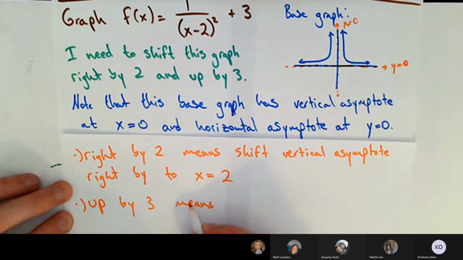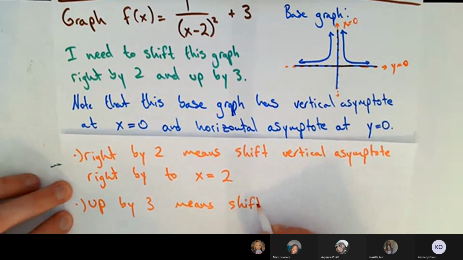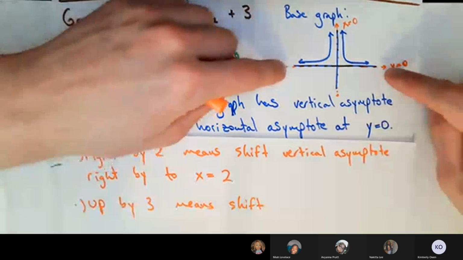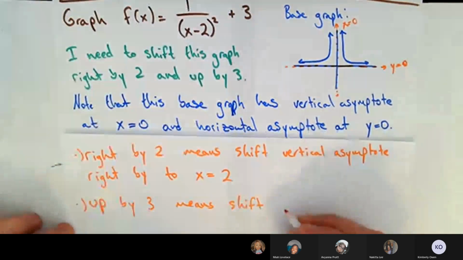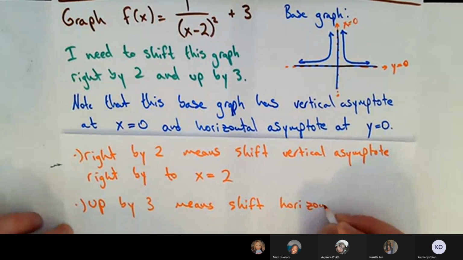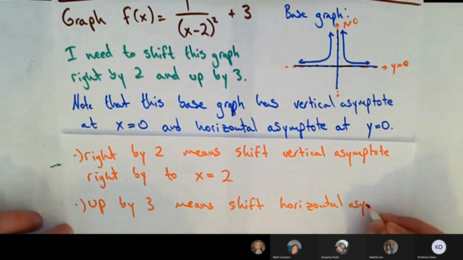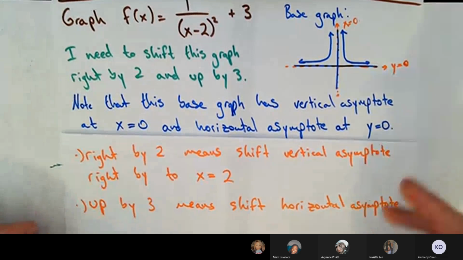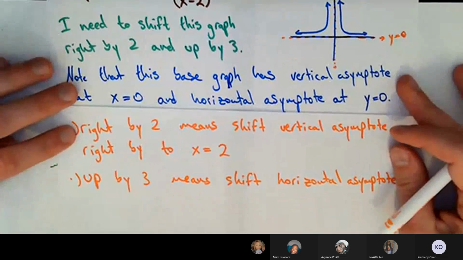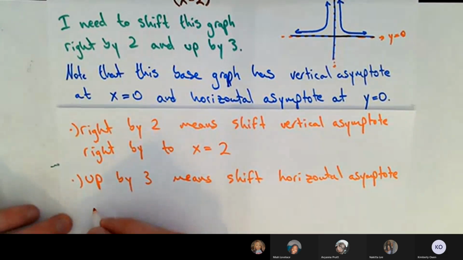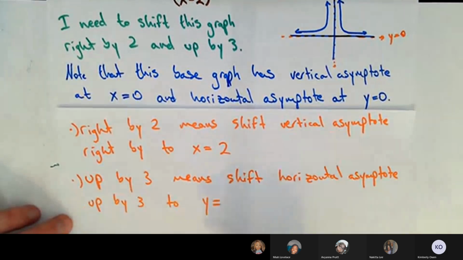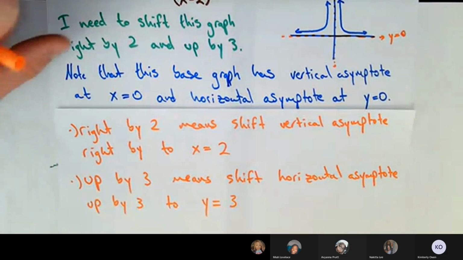And I'm going to shift up by 3. So if I'm shifting up by 3, I'm going to lift this horizontal asymptote up by 3. So you see, shifting these things around can be a bit more involved than the parabolas and root functions. So instead of the horizontal asymptote being at y equals 0, I'm shifting it up by 3. It's going to be at y equals 3. Okay.